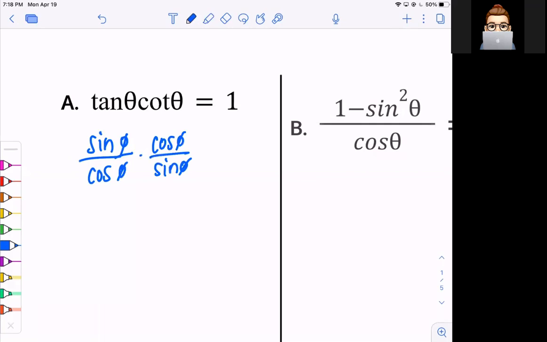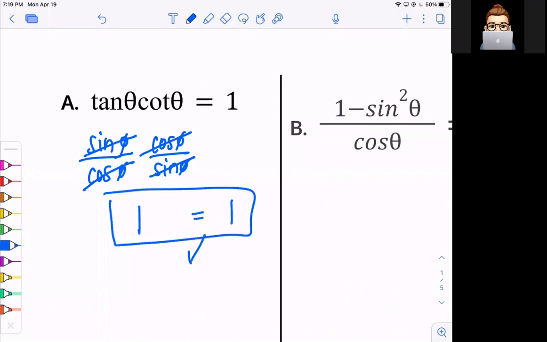So you could say sine divided by sine is going to be 1. Cosine divided by cosine is going to be 1. So 1 equals 1. We check that they are in fact true. This is how we would verify that something is equal to each other. So we're verifying that it's an identity. Right, it is. So we could say this is correct.